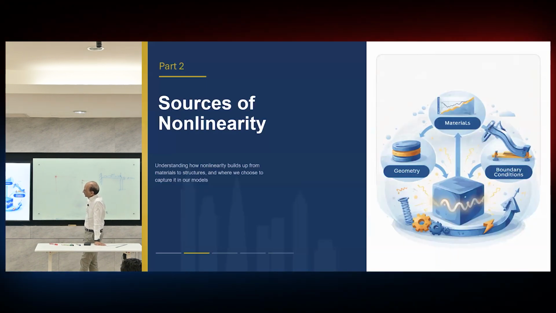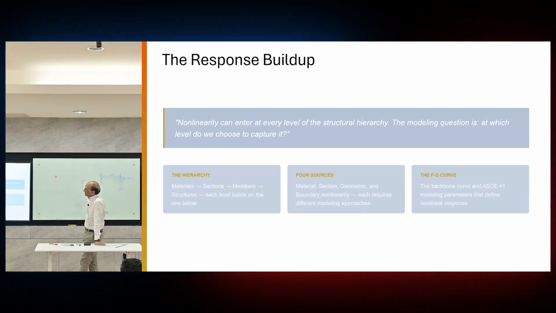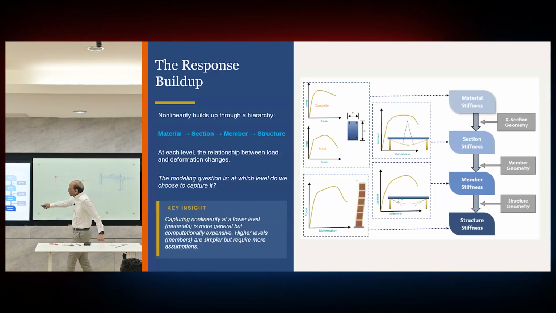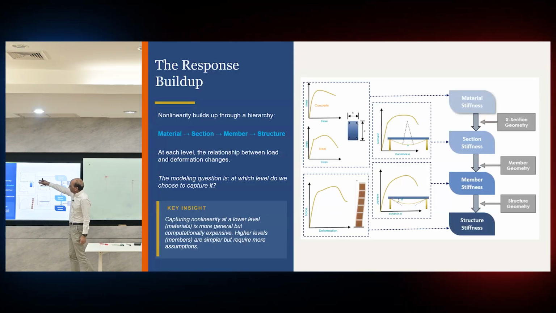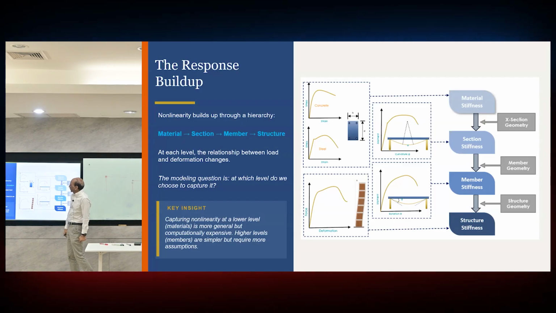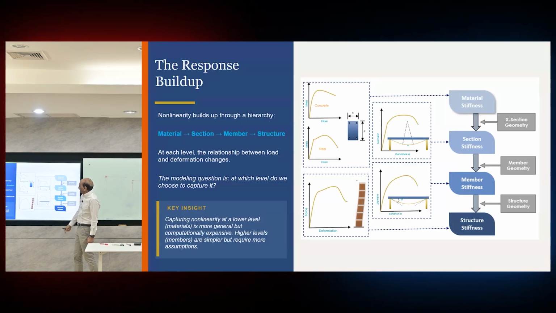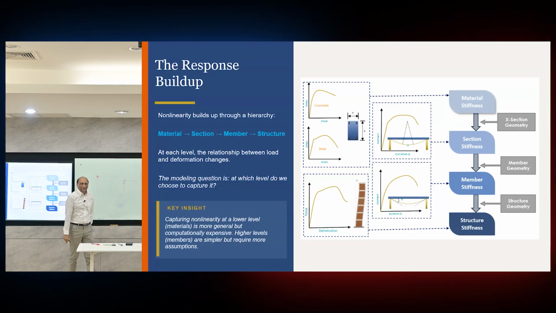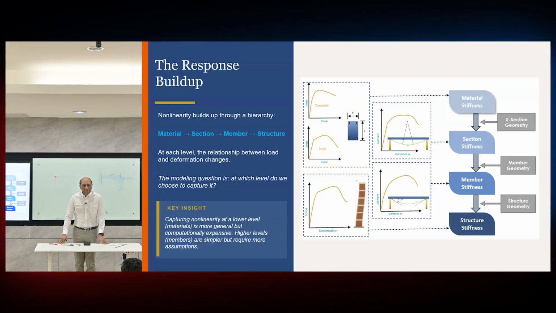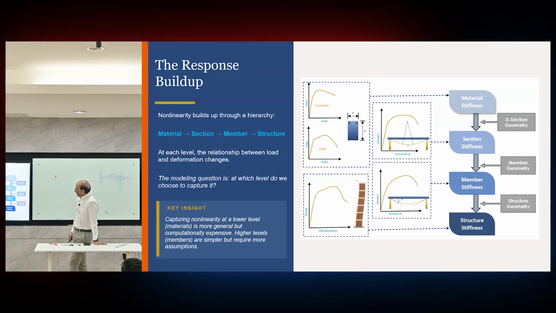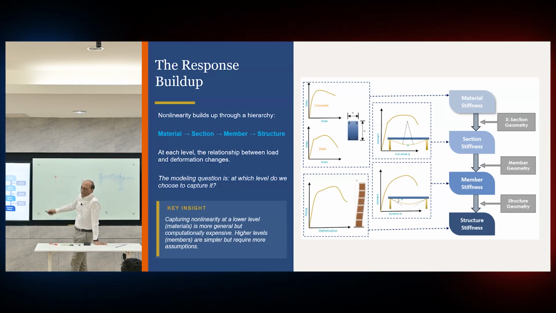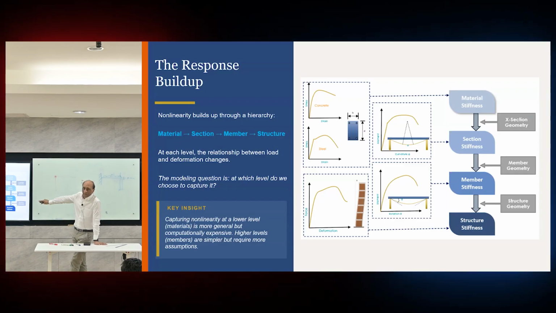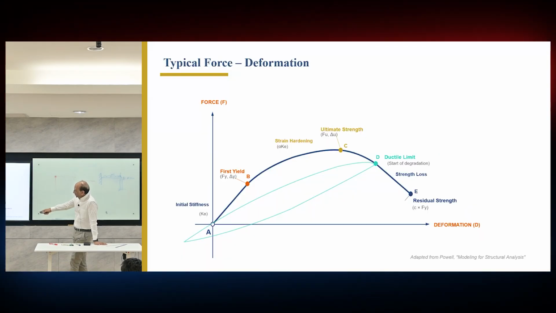So, sources of nonlinearity. Nonlinearity can enter at every level of the structure. We have already seen that, and we have this diagram we have seen before. At the material level, the stress-strain curve, we talked about last course. Section nonlinearity, moment curvature; member nonlinearity, moment rotation; and structure nonlinearity, P-delta, and also the force and drift. So all of this nonlinearity you need to capture step by step, starting with the material all the way to the structure.